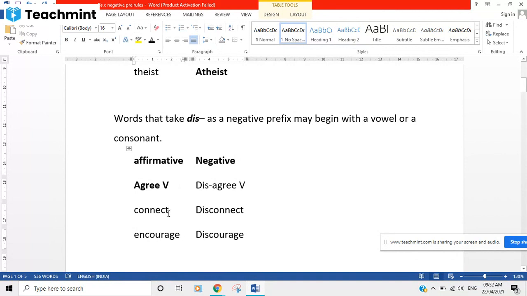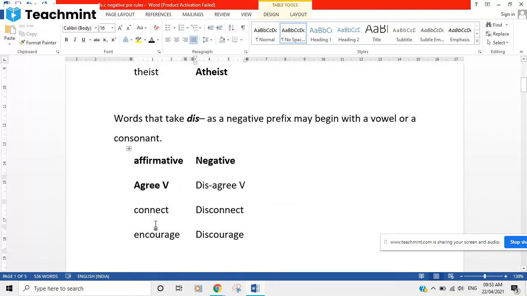But ill is used only before the words beginning with the alphabet L. That is, legal becomes illegal, and literate becomes illiterate. So keep this in mind that when you are about to make a negative word by using the ill prefix, the original word should begin with the alphabet L, that is legal or literate, which will become illiterate after adding the prefix ill before it.